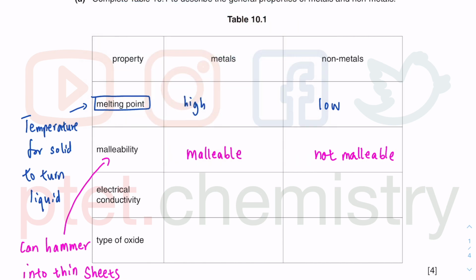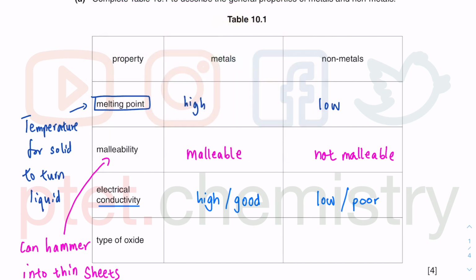In terms of electrical conductivity, so whether you can conduct electricity or not, metals have high electrical conductivity or good electrical conductivity, whereas non-metals have low electrical conductivity or poor electrical conductivity.